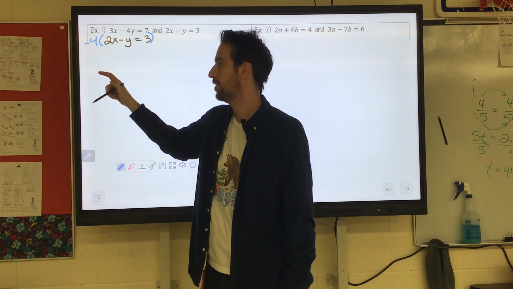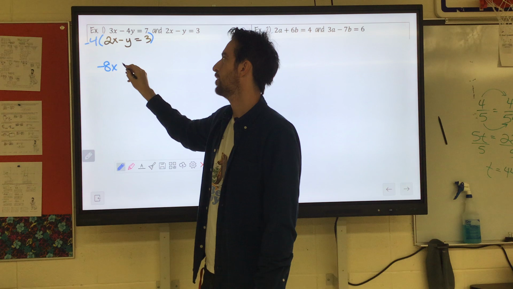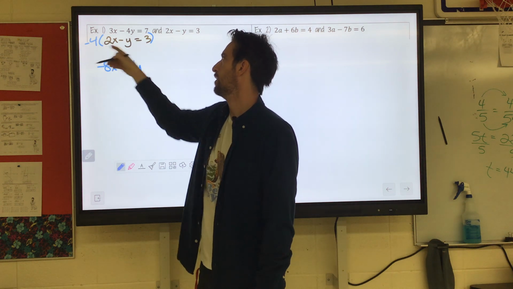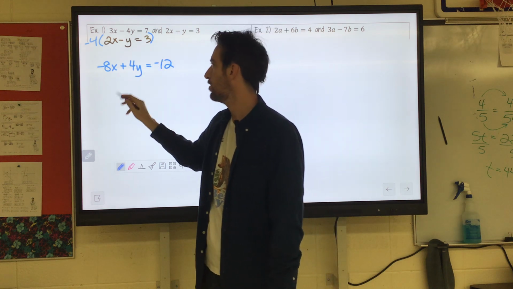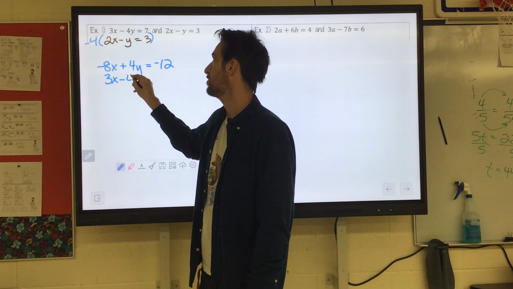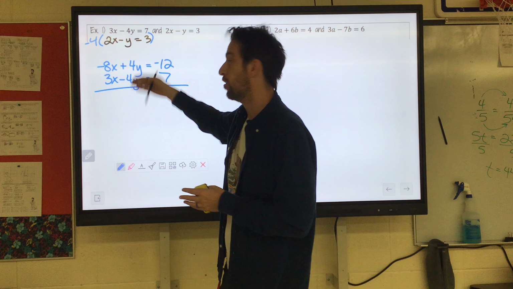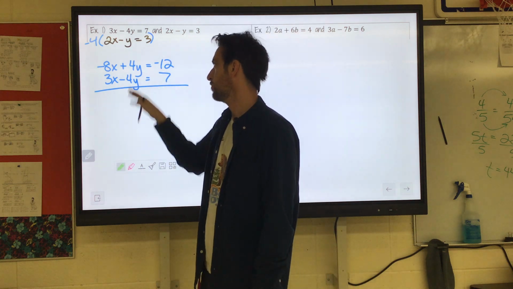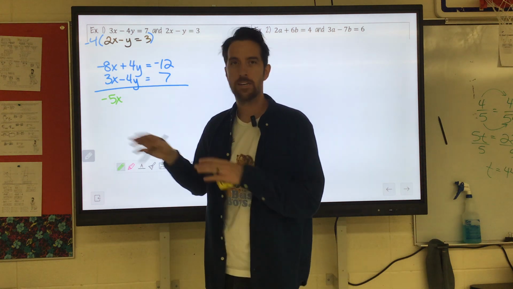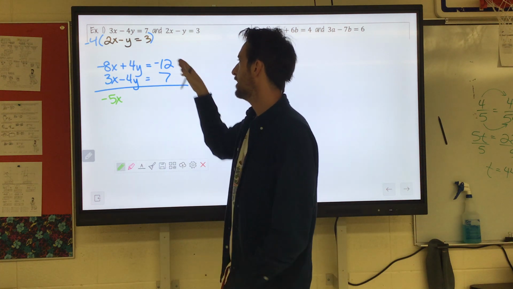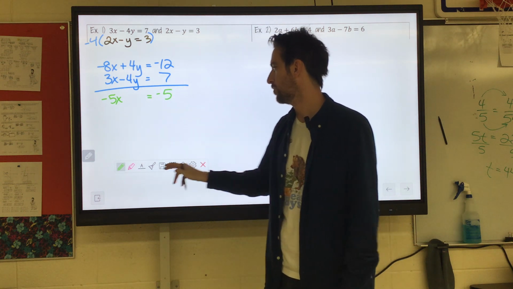The whole thing. Negative 4 times 2x is negative 8x. Negative 4 times negative y is positive 4y. And negative 4 times positive 3 is negative 12. I'm going to rewrite that first equation underneath this. 3x minus 4y equals 7. At this point, it's exactly like we did yesterday. Our y's are going to cancel out. So we have negative 8x plus 3x. That's negative 5x. 4y plus negative 4y, 0y. And negative 12 plus 7 is negative 5. So our equation is negative 5x equals negative 5.